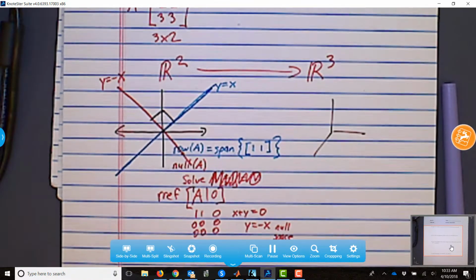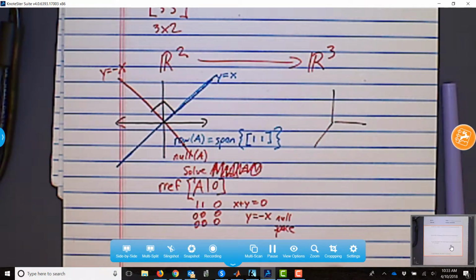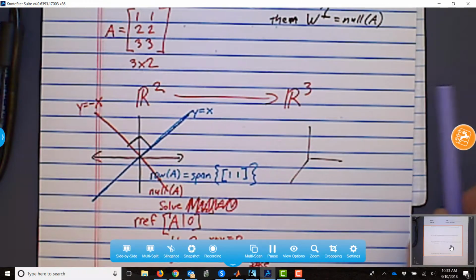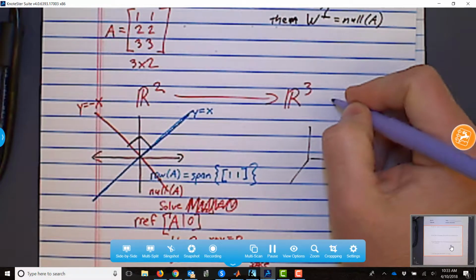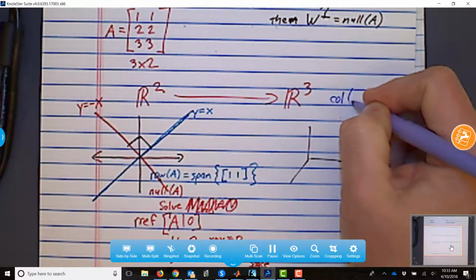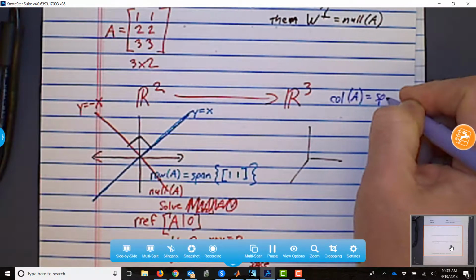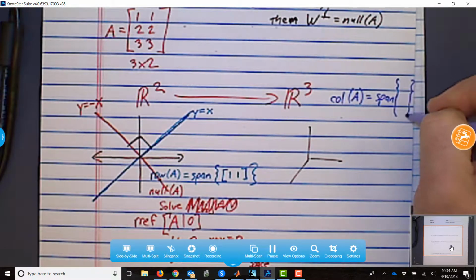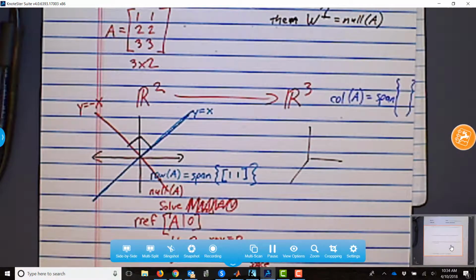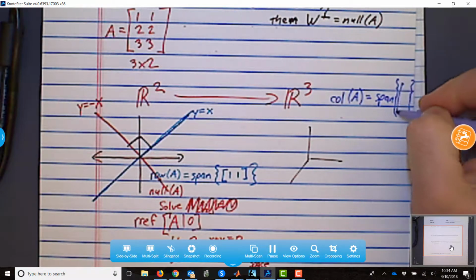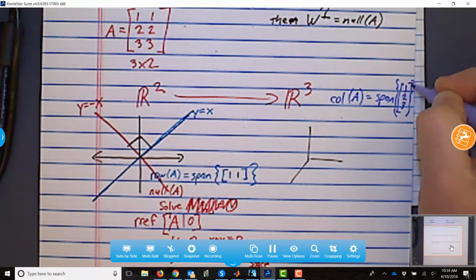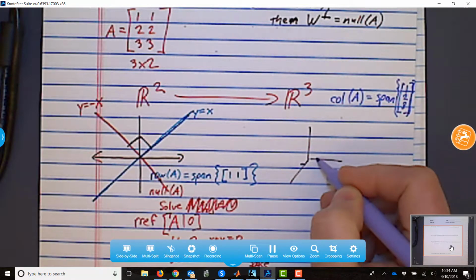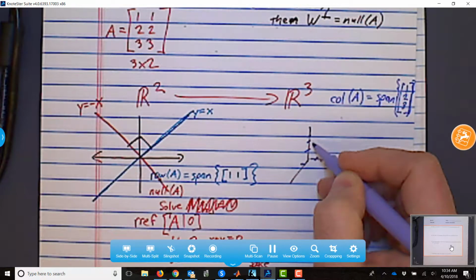Okay, over in R3, in the world of R3, I might ask you guys, what can we say about the column space of A? Because it lives in R3. The column space of A would be the span of what? What would be a basis of the column space? 1, 2, 3. Now where is 1, 2, 3? Let me see. Here's 1, 2, and then 3.